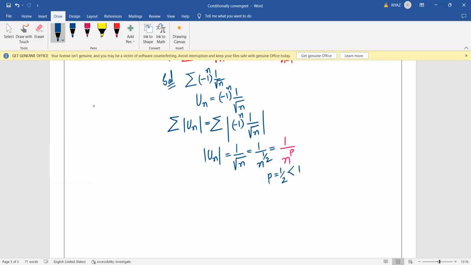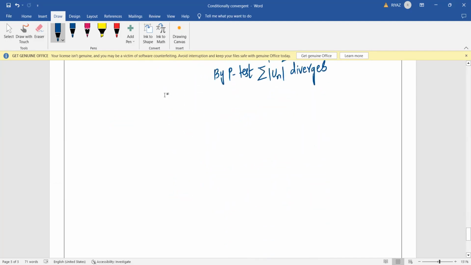So by the p test, summation mod un is less than or equal to 1 by 2, so it is divergent. So it is divergence. So summation mod un, we got it as divergence. Okay, let me check the un value.